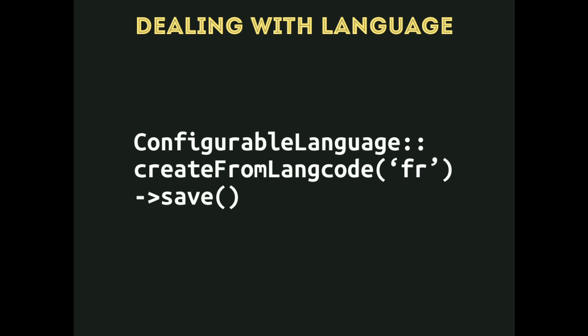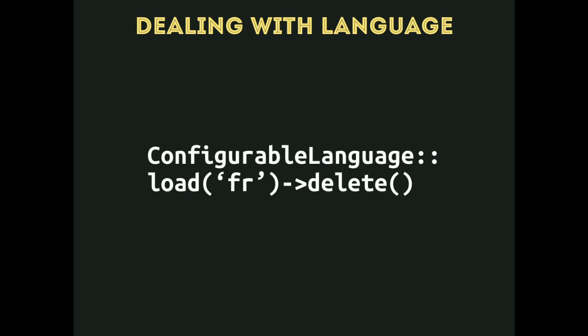You can also create languages very easily in code. So ConfigurableLanguage is the class for configurable languages. You can say create from language code fr and save, and then you get the file language.entity.fr.yaml. This works off of metadata from Drupal, which already knows about predefined languages, so it's just going to fill in the data, the language name, the direction of the language, et cetera, from the predefined data. And then you can do the same to delete the language and get rid of it.